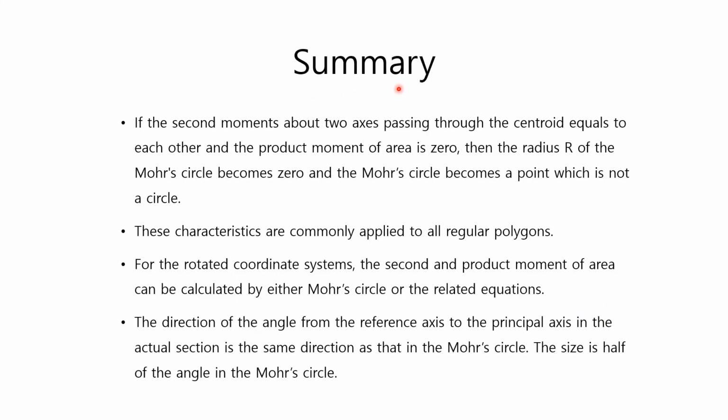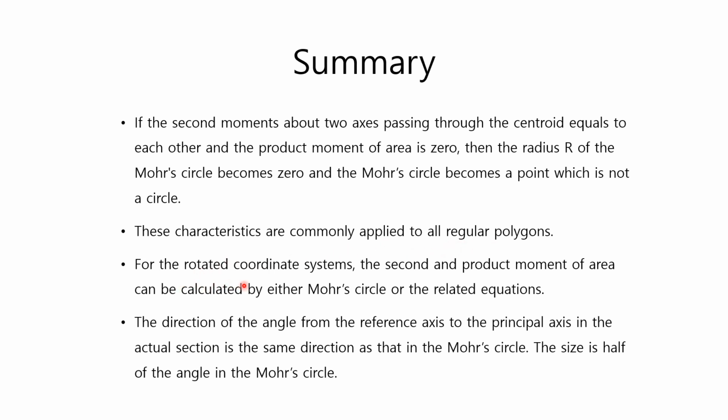Here we have a summary. If the second moments about two axes passing through the centroid equal each other, and the product moment of area is 0, then the radius r of the Mohr circle becomes 0, and the Mohr circle becomes a point, which is not a circle. These characteristics are commonly applied to all the regular polygons.